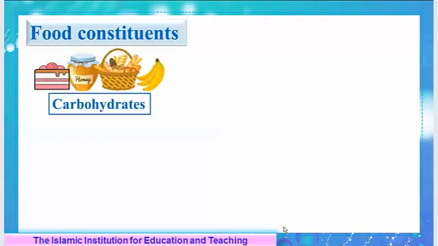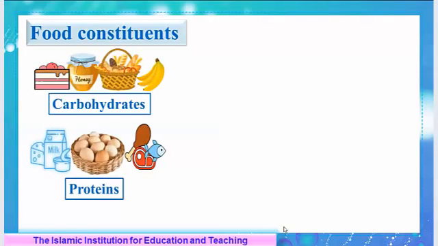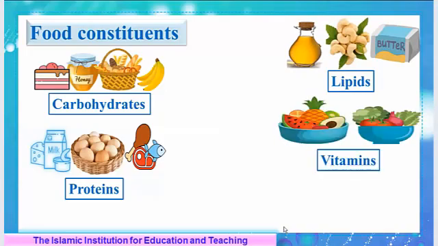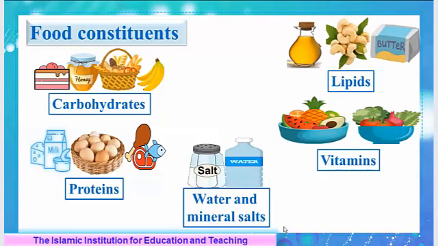Food is composed of 5 basic components. These are carbohydrates, proteins, lipids, vitamins, water, and mineral salts. Let's learn about these components one by one and in details.